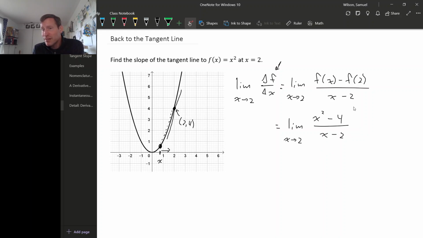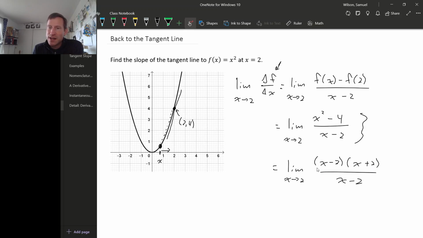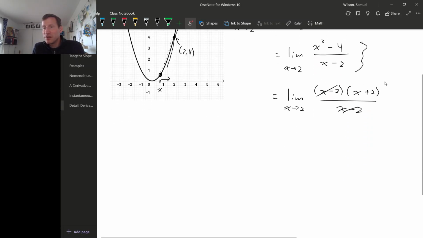And for this kind of function, factoring is the usual trick to try. And indeed, the numerator does factor. So this is the limit as x goes to 2 of x minus 2 times x plus 2 all over x minus 2. And now these simplify away. And now we're taking the limit of just a polynomial piece. And we know that polynomials are continuous at all real numbers. So now we can just plug in the 2 and we get 4.